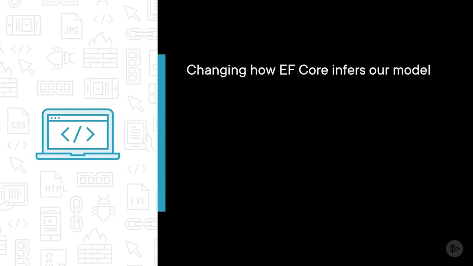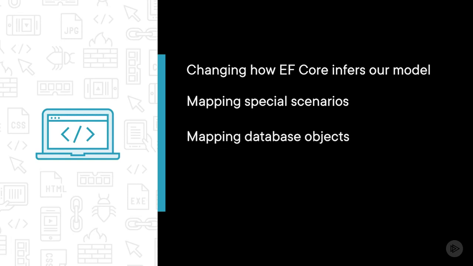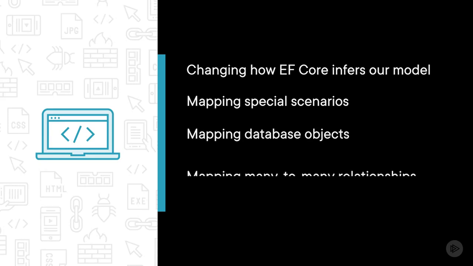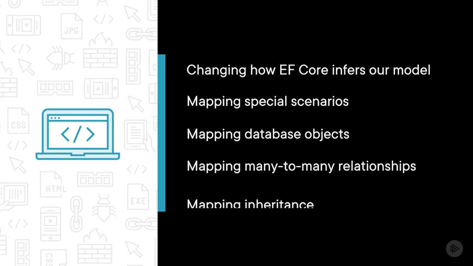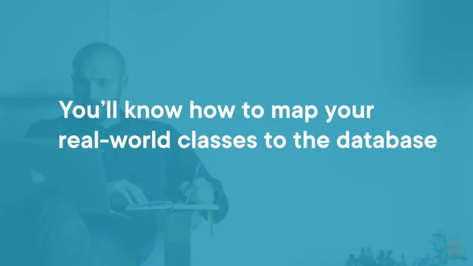Some of the major topics that we'll cover include changing how EF Core infers our model, mapping special scenarios such as owned entity types and value conversions, mapping database objects such as user-defined functions and stored procedures, mapping many-to-many relationships, mapping inheritance. By the end of this course you'll know how to map your real-world classes to the database in the way most suitable to your needs.